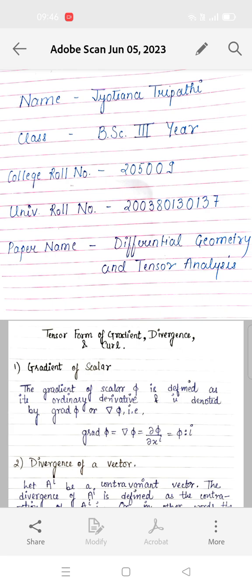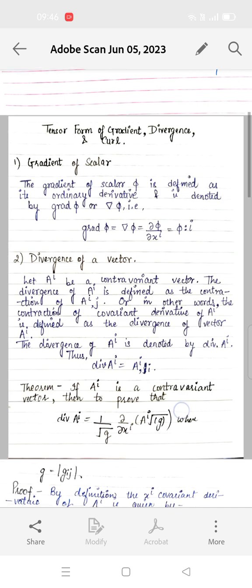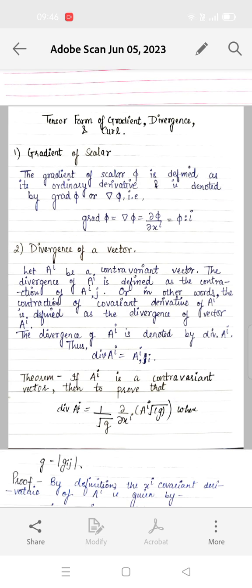Now, what is gradient of scalar? The gradient of scalar phi is defined as its ordinary derivative, and it is denoted by grad phi or del phi. That is, grad phi is equal to del phi, and del phi we can write as del phi by del x i.